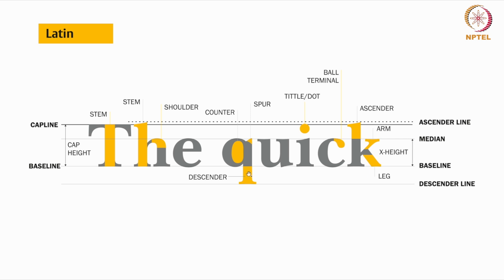Cap line is the height of the uppercase. This is measured from the baseline to the top of the capital letters. For example, the height of letters H and T. This is a key measurement in type design.